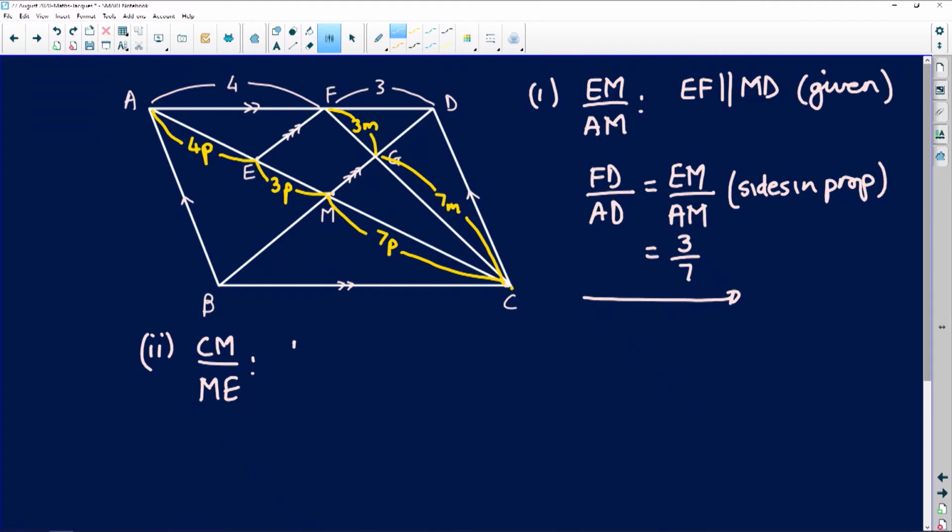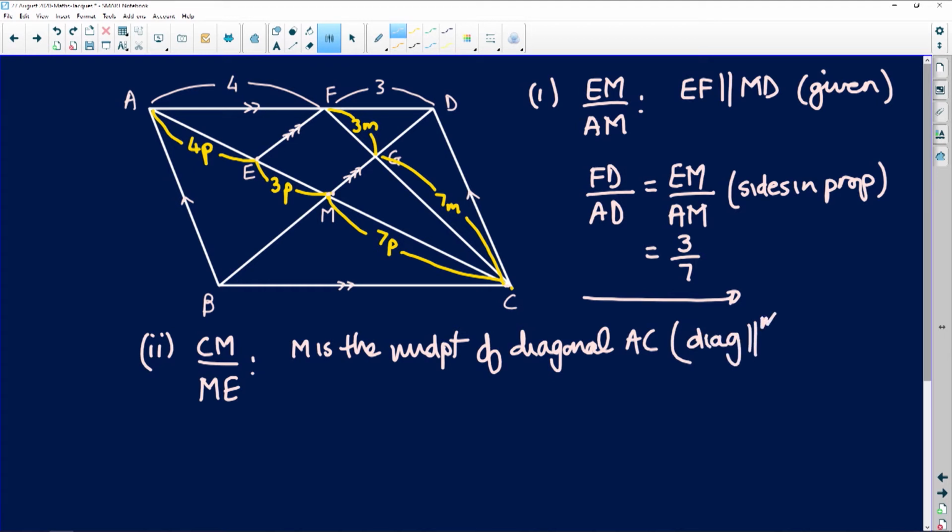So we start off, we say M is the midpoint of diagonal AC. Why? The diagonals of a parallelogram bisect one another. So therefore, MC in this case will be 7p units long. And we've got EM already. EM is equal to 3p. That was what we discovered above here.